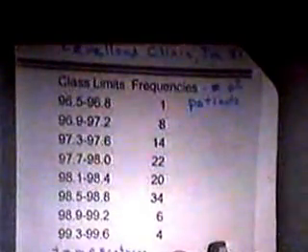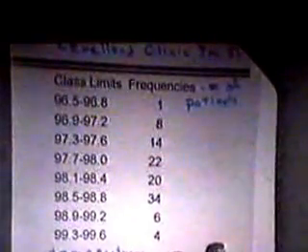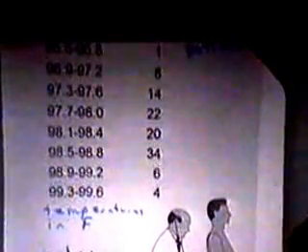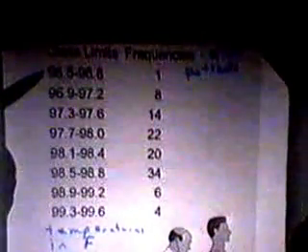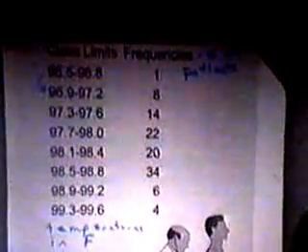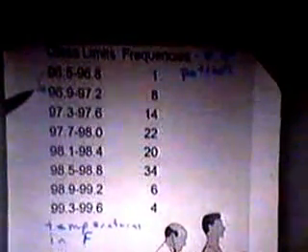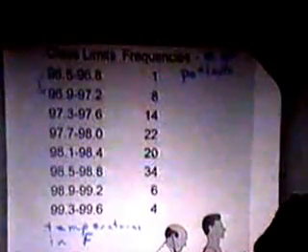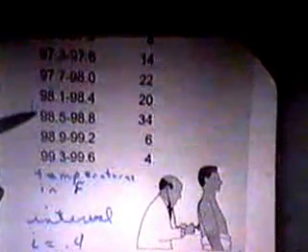When we look at a frequency distribution, we have the class limits and we have the frequencies. There's another part we can tell here, and that's called the interval. The interval is the distance from one class to the next class. Between 96.5 and 96.9 is 4 tenths. So the class interval this time, sometimes labeled with an I, is 0.4. Any class you put, the distance should be 0.4.